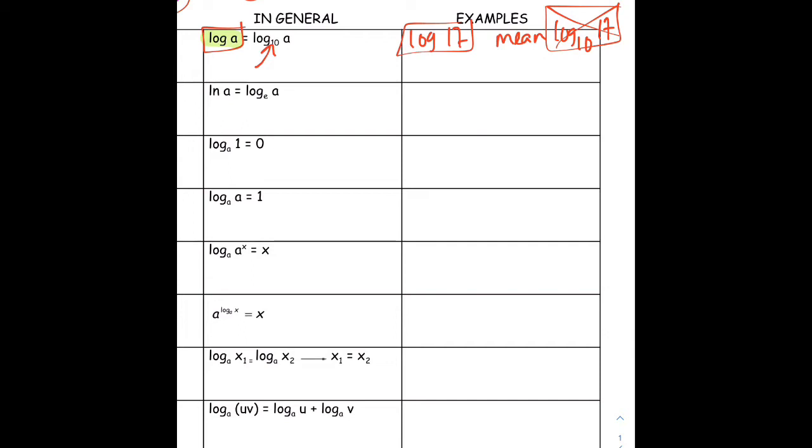I can put an expression behind it. If I have log of x squared plus 2, that implies that it's log base 10 of x squared plus 2, even though you wouldn't see it printed that way.